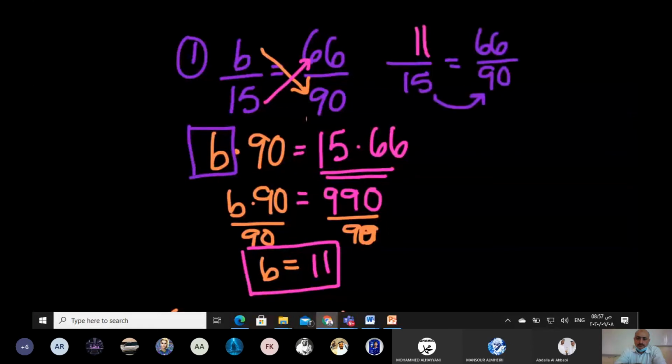And so we should see the same scale factor. To get from 15 to 90, we have to multiply it by 6. To get 11 to turn into 66, we have to multiply it by 6. So we have the same scale factor here, which is what we want.